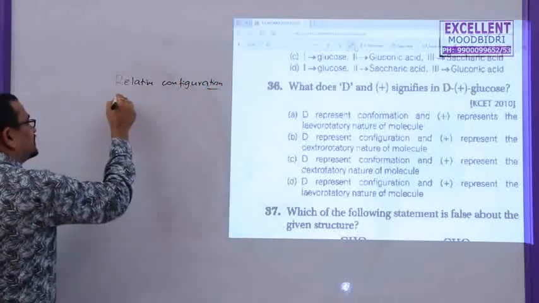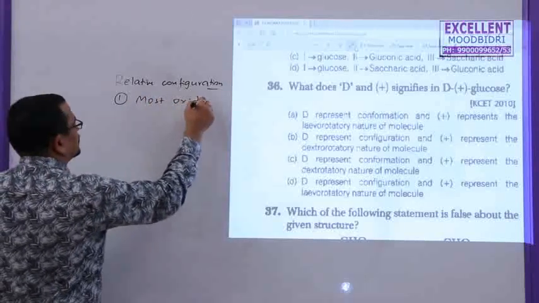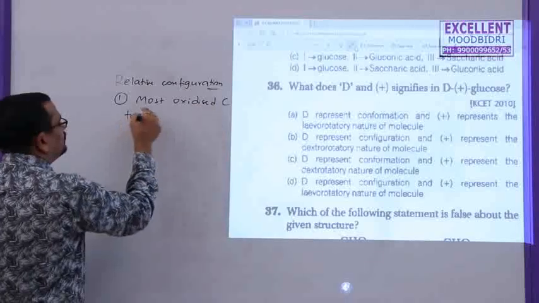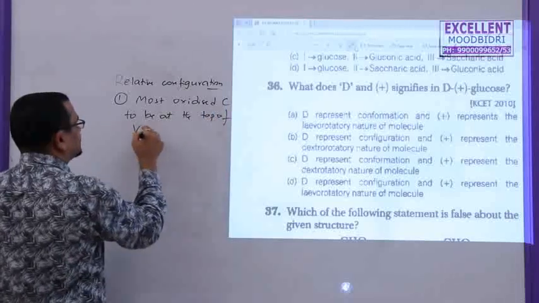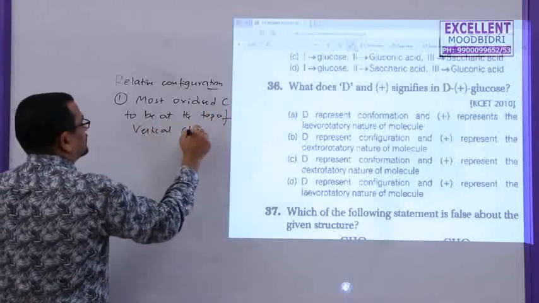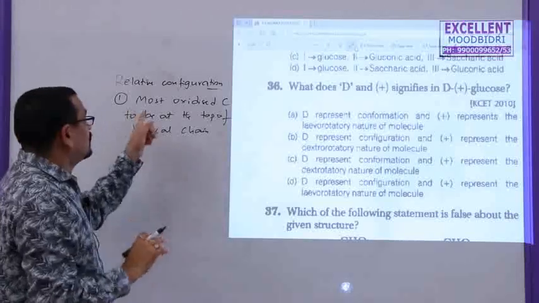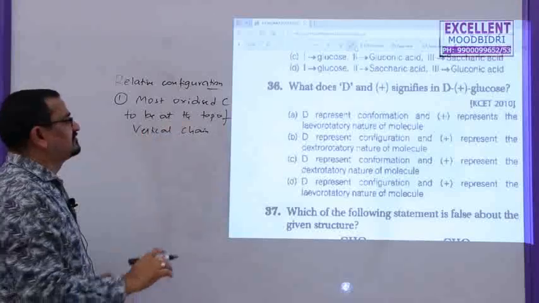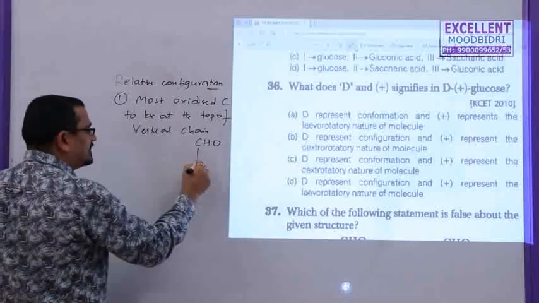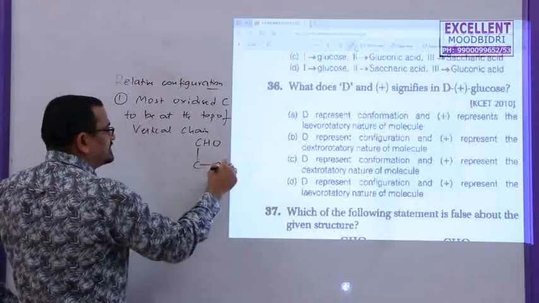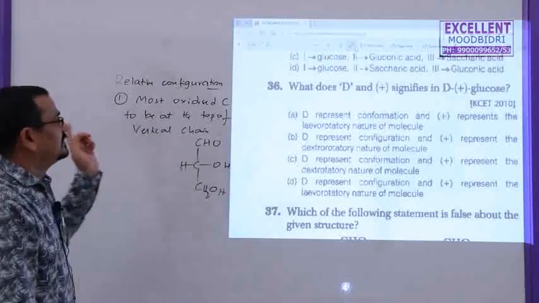In this, the first point to be noted is that the most oxidized carbon should be at the top of the vertical chain. In drawing Fischer projections, this is the first point one has to notice. Most oxidized carbon should be at the top of the vertical chain. Like in glucose, the aldehyde is at the top. In glyceraldehyde also, the aldehyde is at the top. Suppose this is one form of glyceraldehyde, one isomeric structure of glyceraldehyde.